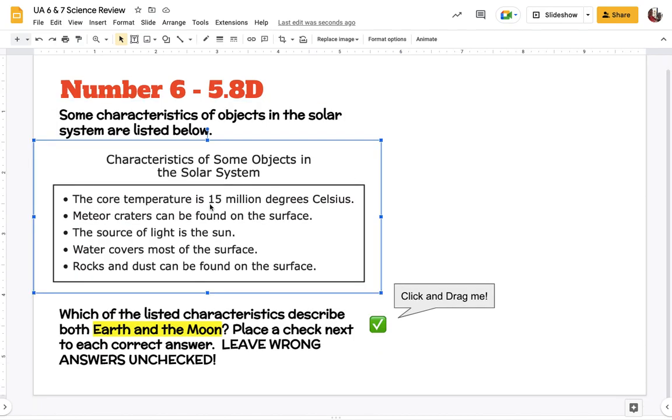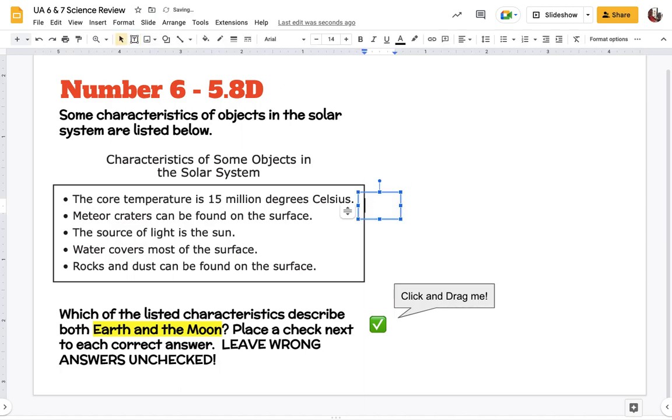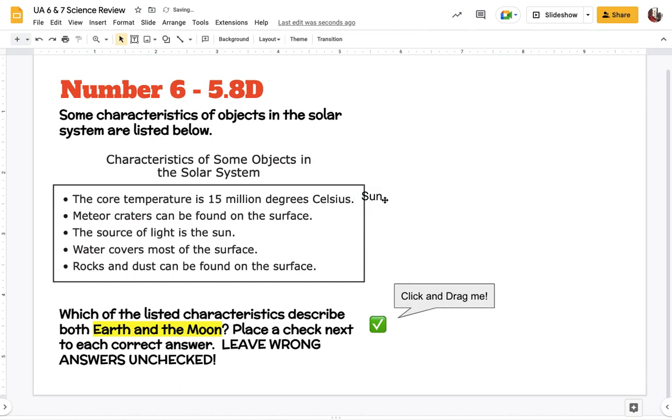So the core temperature is 15 million degrees Celsius. Okay, we remember Ms. Culpepper saying like 30 was hot. So 15 million degrees Celsius is like you can't even live there. So what is that one supposed to be representing? If you said the sun, you would be correct. So I'm just going to put, oopsie, yeah, let me move this. So that one was the sun. All right, so could not be that one.